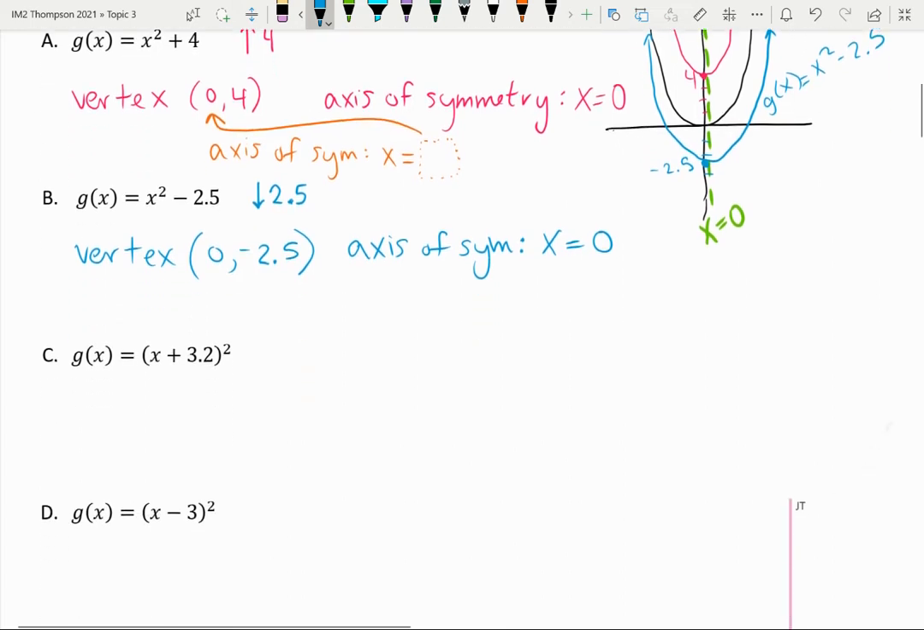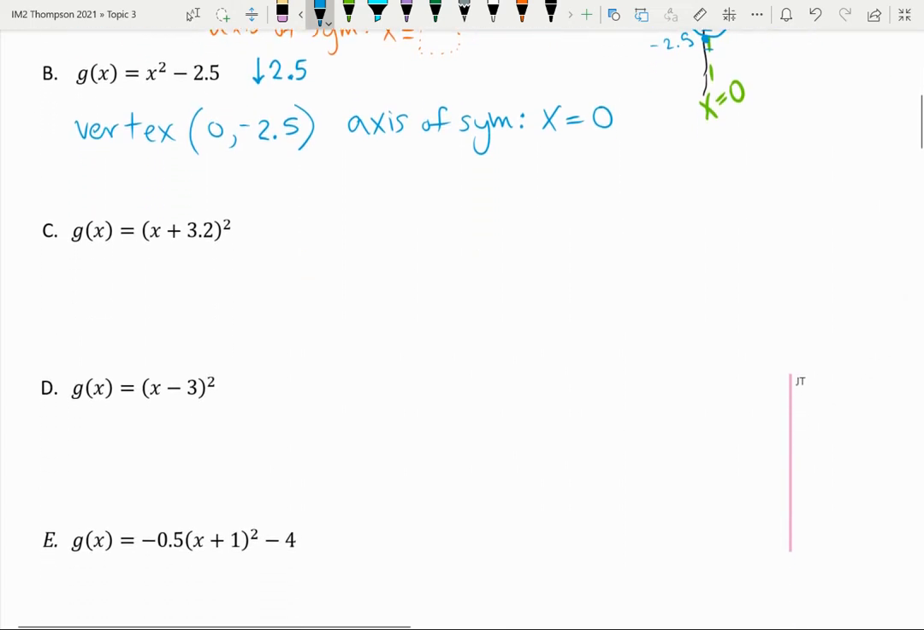For these next two problems, C and D, I have something happening inside my argument. So I have a number added or subtracted inside the parentheses, and that's going to have a different effect on my graph. So write down C and D, leave some space like you did for A and B. I'm going to go back to Desmos and regraph those.